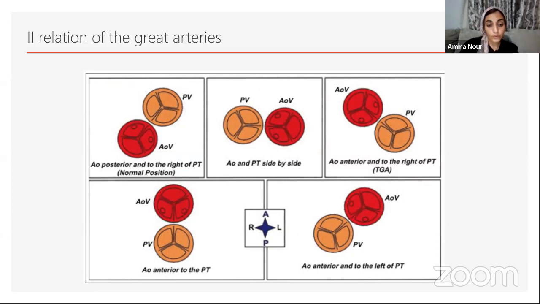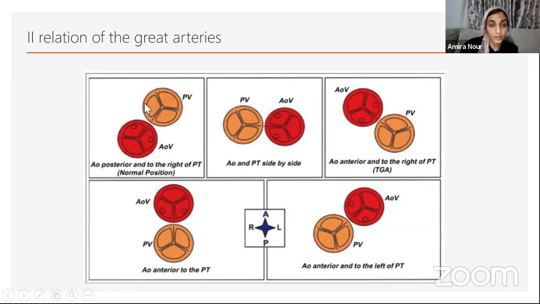Actually, I will go through some anatomical details for patients with double outlet right ventricle. They don't have so much clinical implication or surgical or different management, however, we should know these anatomical details. I will go through the relation of the great vessels in patients with double outlet right ventricle.